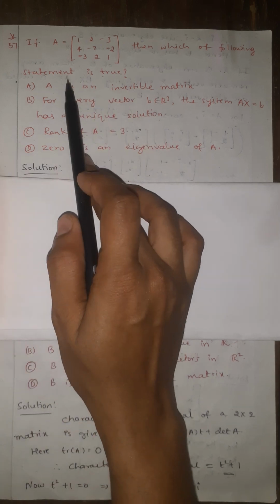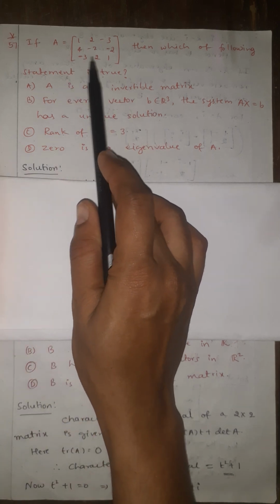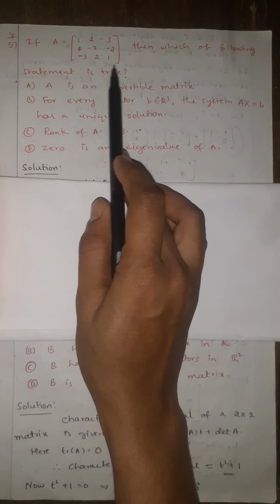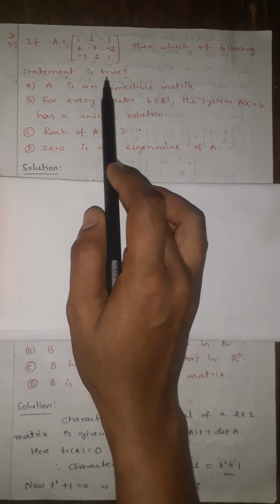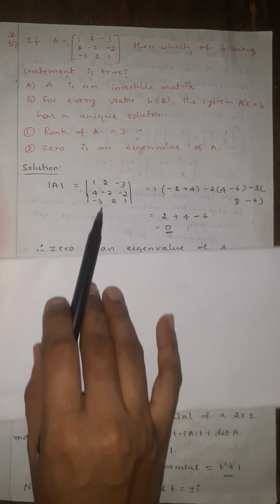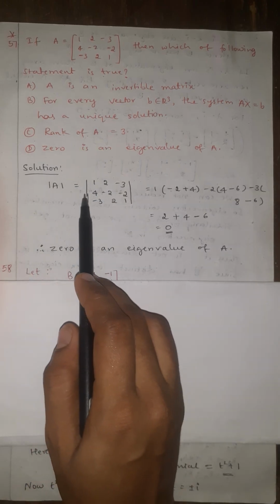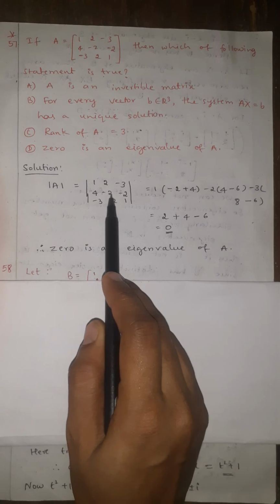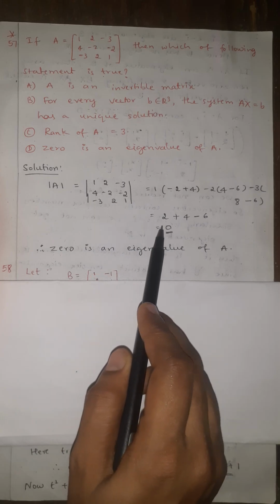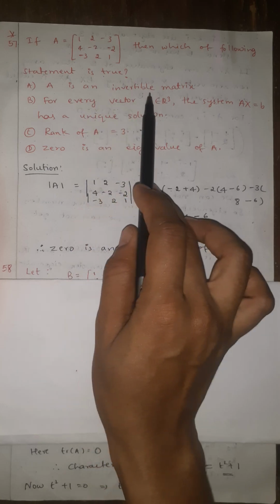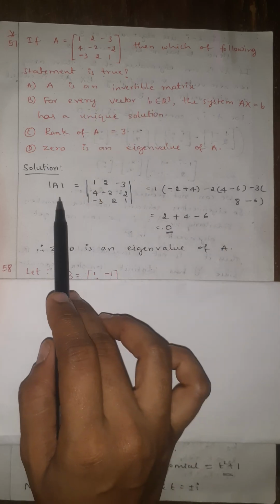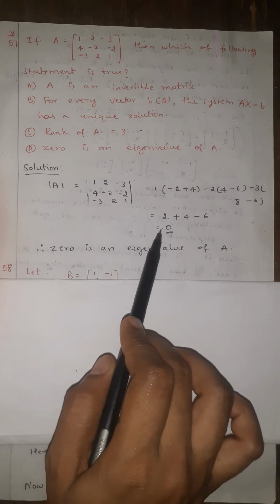Next question: let A be the matrix with rows 1, 2, minus 3; 4, minus 2, minus 2; minus 3, 2, 1. Then which of the following statements is true? So let us check. First we will check the determinant. You know how to calculate the determinant. Determinant of A equal to 0. Since determinant of A equal to 0, A being invertible is not possible. We know that a matrix is invertible if and only if determinant of A is not equal to 0.